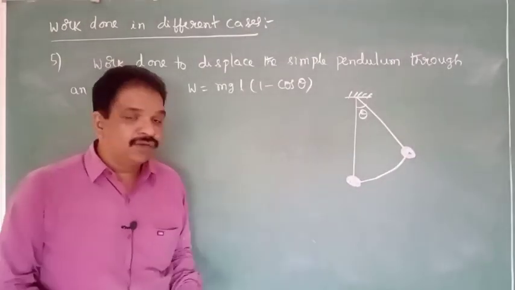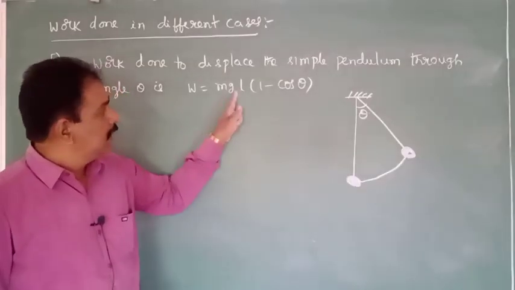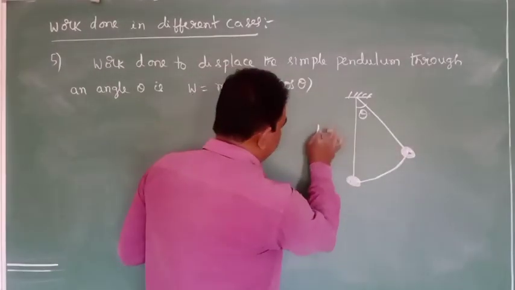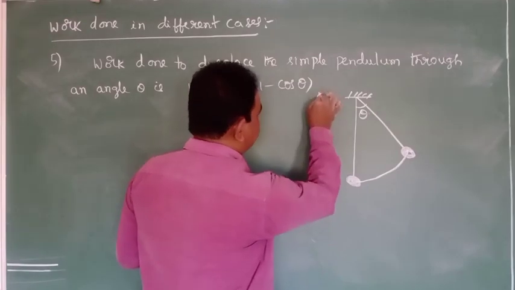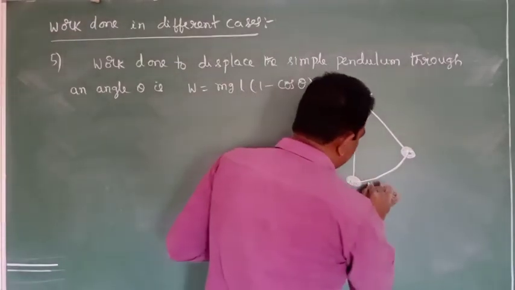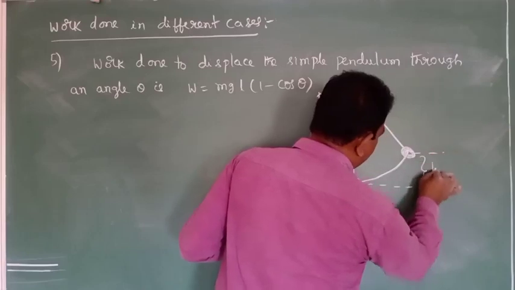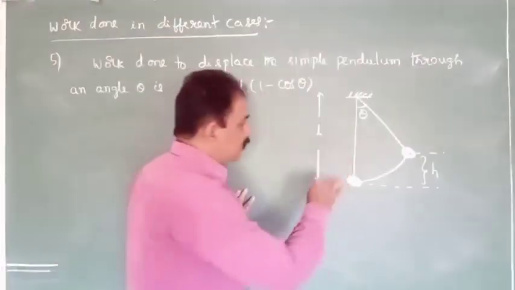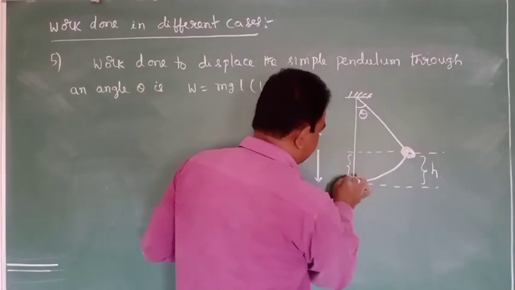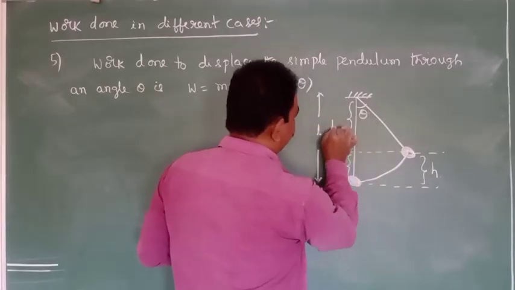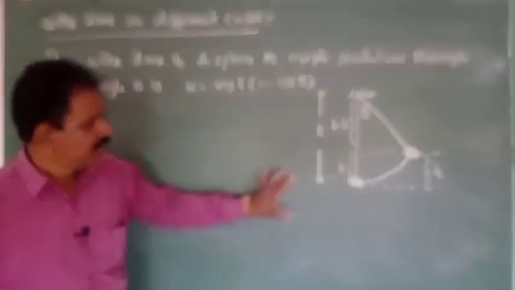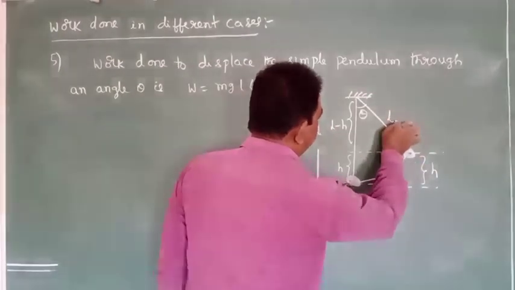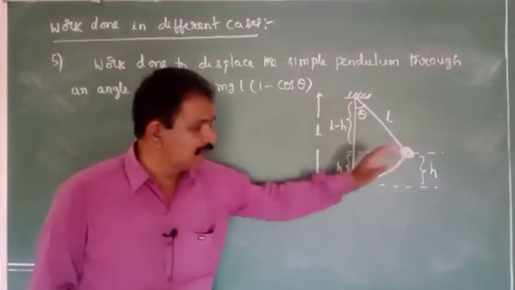What is the work done to displace the simple pendulum? It is mgl into 1 minus cos theta. I am assuming the length of the string is L, and that the pendulum is lifted to a height h. So what is this portion's length? This is h, so this will be L minus h. Again, this whole length is L only, that is nothing but the length of the pendulum.